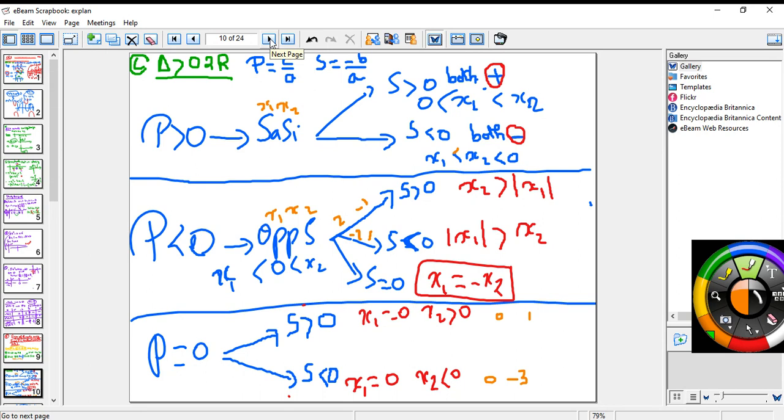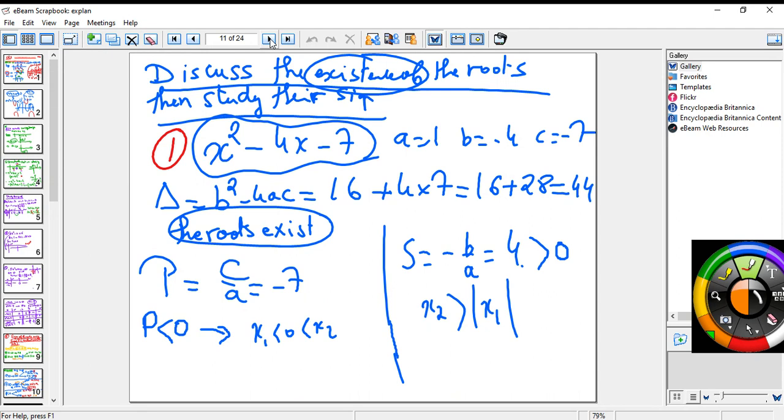We'll do some applications, not too many. So this is one example. They said discuss the existence of the roots, then study their sign. Okay? So I'm not allowed to find the roots here, but I can use delta, P, S. So I have a = 1, b = minus 4, c = minus 4. If I do delta here, delta is 44. Delta is positive, it means I have two roots.